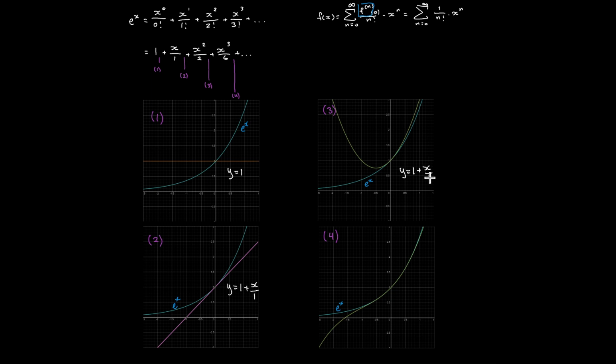Our second graph, I broke it up just after 1 plus x over 1 to get our linear approximation of e to the x. Then same thing to get my quadratic approximation of e to the x and my cubic approximation of e to the x. And you can see that as we get to higher and higher powers, we get more and more specific, and our approximation becomes better and better.